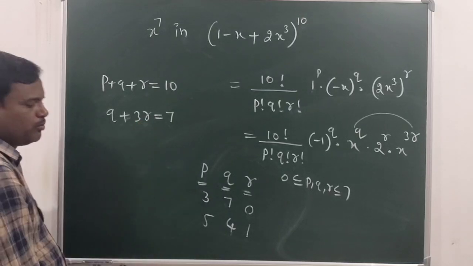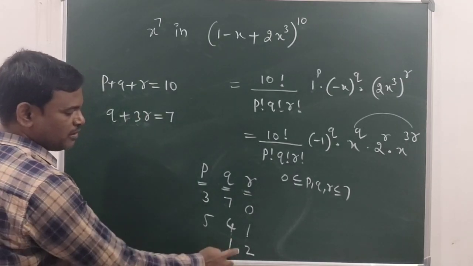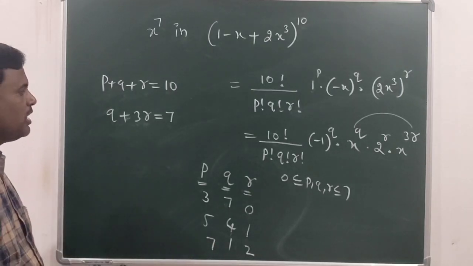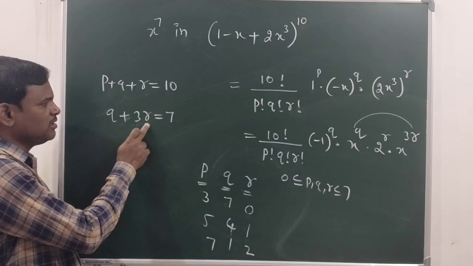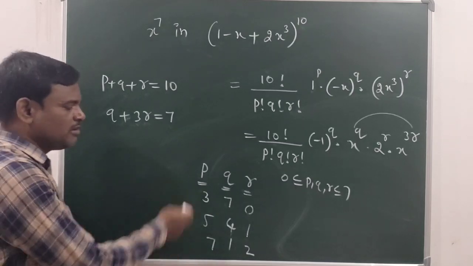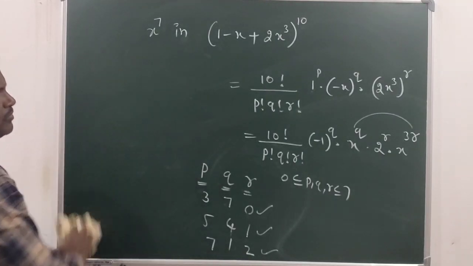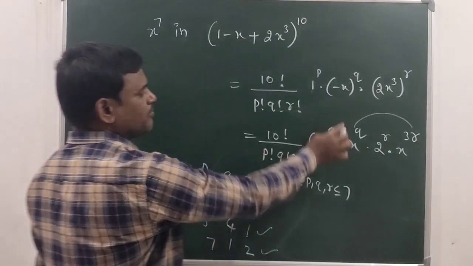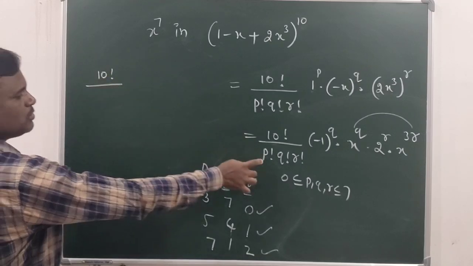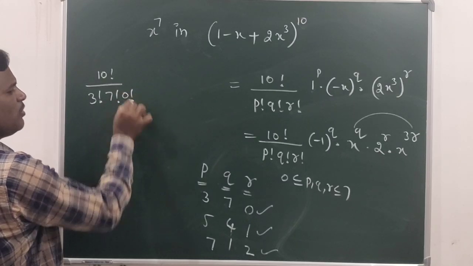Now if I write R as 2, can I give R as 2? Yes, 3 times 2 is 6. Then Q value will be 1. So 1 plus 2 is 3. So then P will be 7. So you should not give R as 3, because 3R would make Q negative. That is not possible. So you have got 3 cases for p, q, r. Now write one by one. So if I write 3, 7, 0 here, what will I get? 10 factorial by 3 factorial, 7 factorial, 0 factorial.